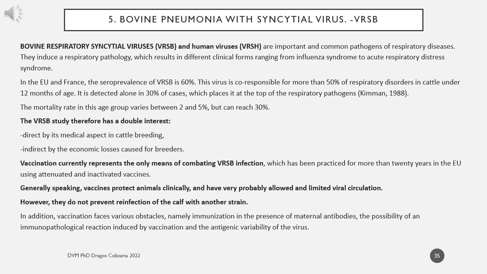Vaccination currently represents the only means of combating VRSB infection, which has been practiced for more than 20 years in the EU using attenuated and inactivated vaccines. Generally speaking, vaccines protect animals clinically, and have very probably allowed and limited viral circulation. However, they do not prevent reinfection of the calf with another strain. In addition, vaccination faces various obstacles, namely immunization in the presence of maternal antibodies, the possibility of an immunopathological reaction induced by vaccination, and the antigenic variability of the virus.